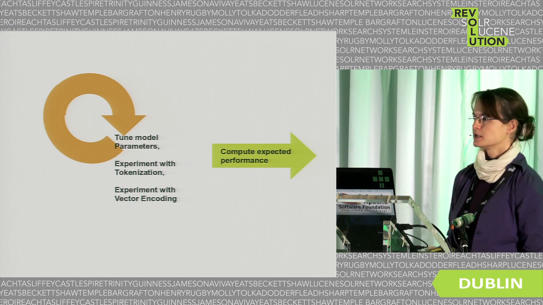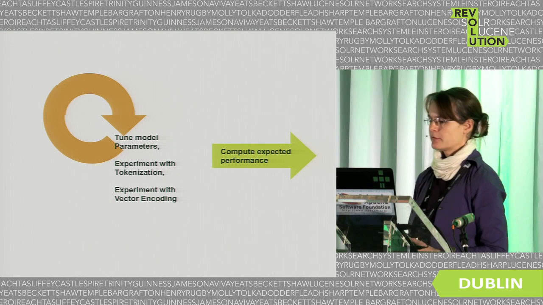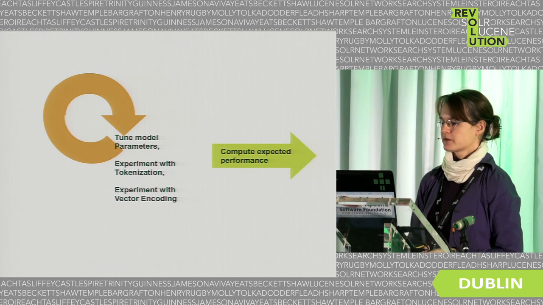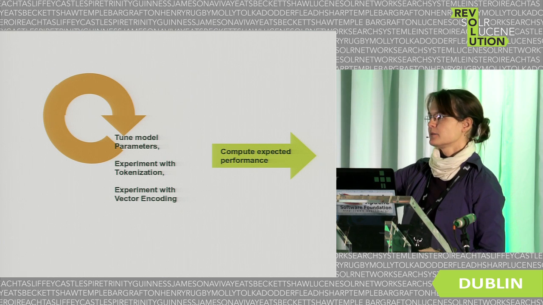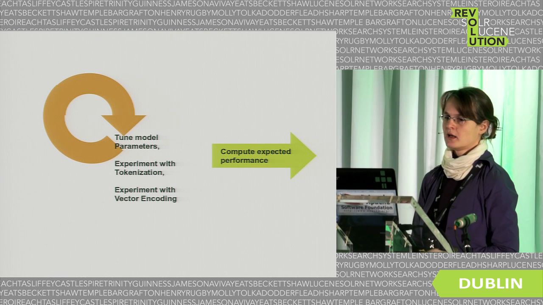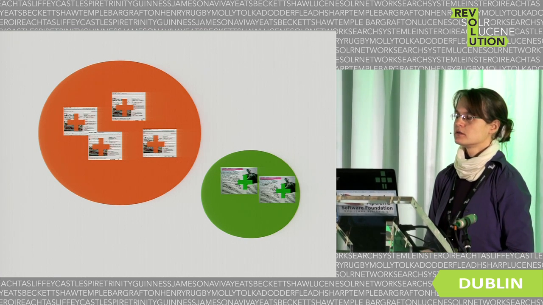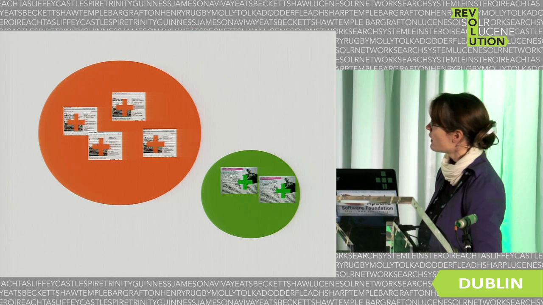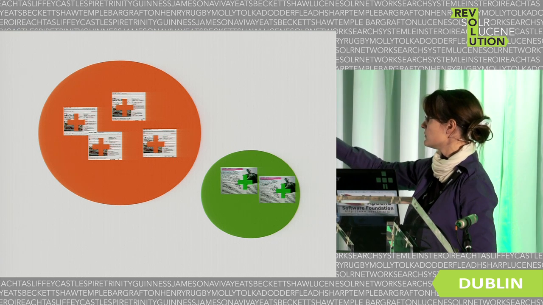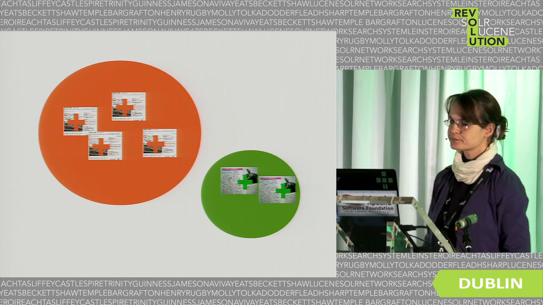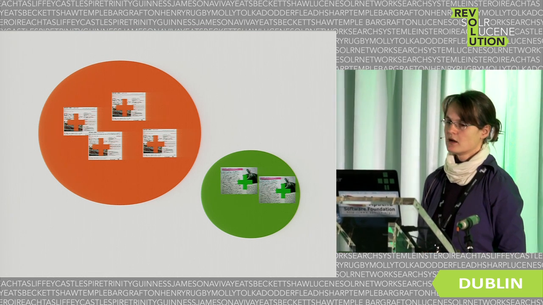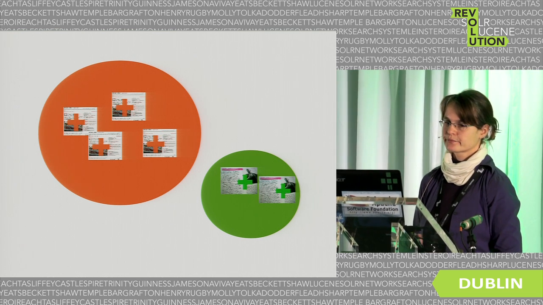So I will have multiple iterations for tuning the model, for experimenting with tokenization, and for experimenting with feature vector encoding. And in a final step, I will want to compute how good that model will be. So we always start out with a set of examples. They all have labels assigned to them, like in this case, positive and negative. And based on that, we will want to make predictions on how good our implementation is.